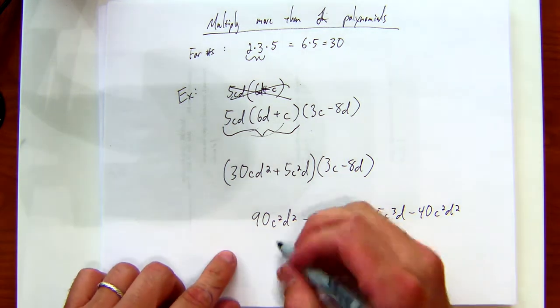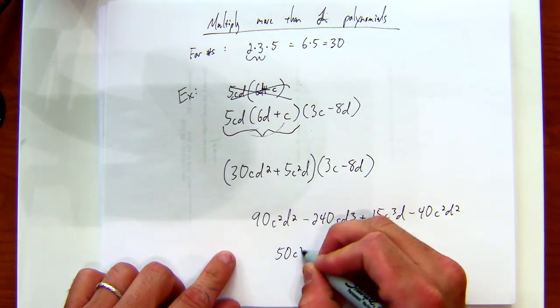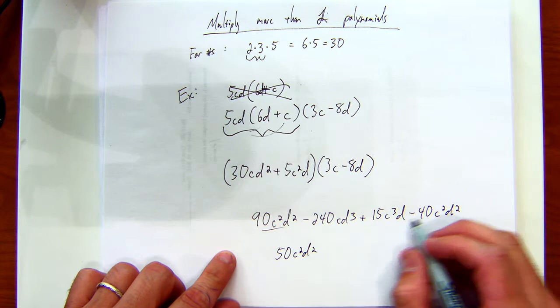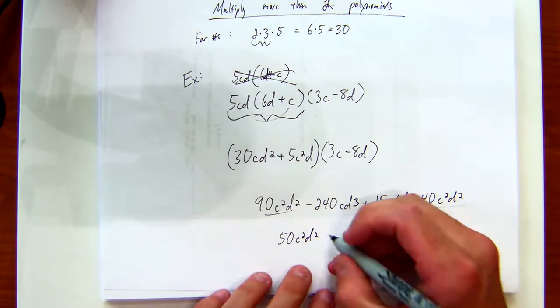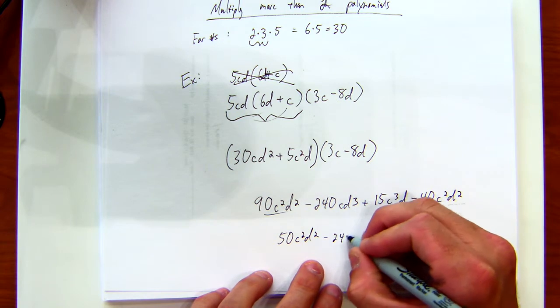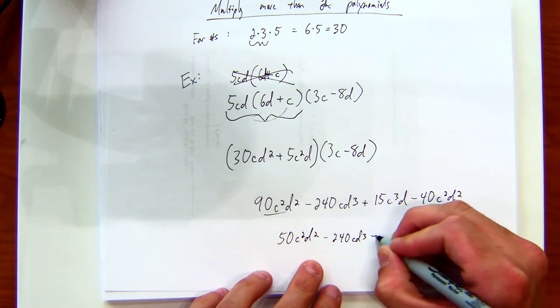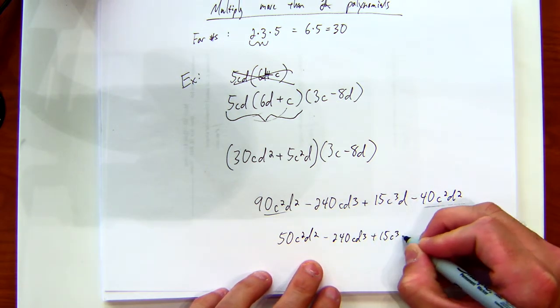Combine like terms: 50c squared d squared, that's from these two. These are not like terms, so they're just going to stay the same. 240cd cubed plus 15c cubed d.